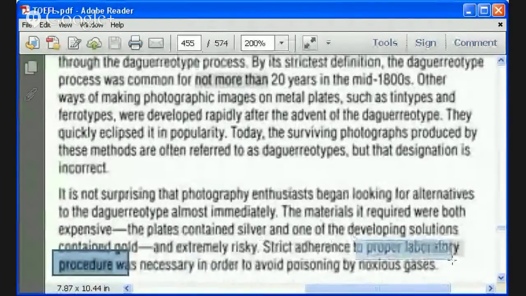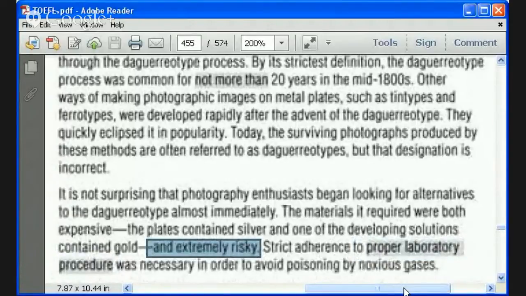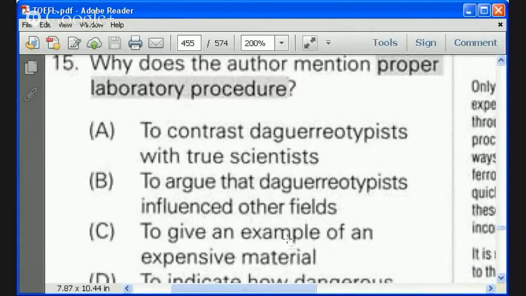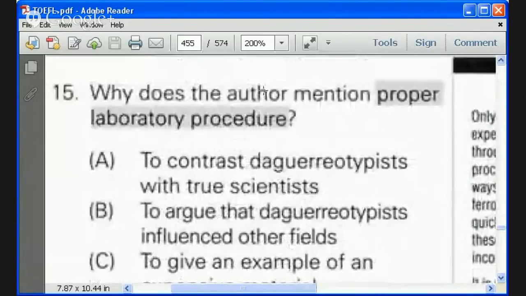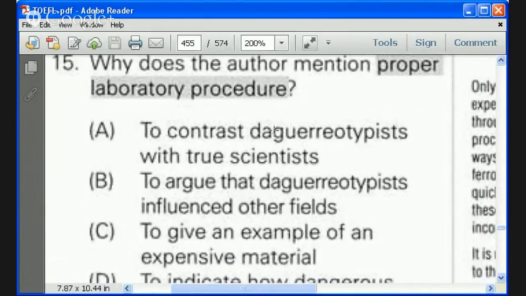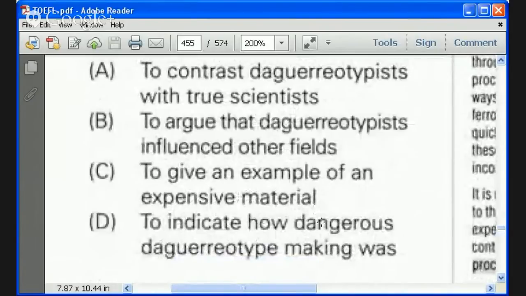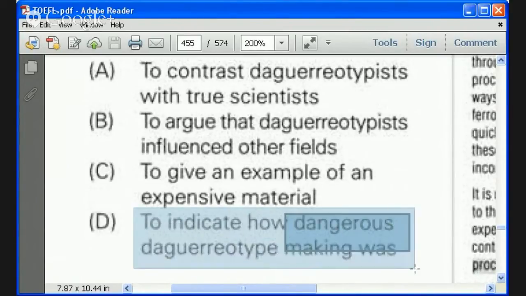Because he's talking about strict adherence to proper laboratory procedure, because you must do that because it's extremely risky. Yes. All right, so your answer has to do with something about extremely risky. This is very similar to a reference question. The author is using this phrase to reference something he's already said, and he's doing it for a purpose, right? But the answer is going to include some information about the reference. Okay, risky, the risk involved. So yes, letter D is obviously the answer.